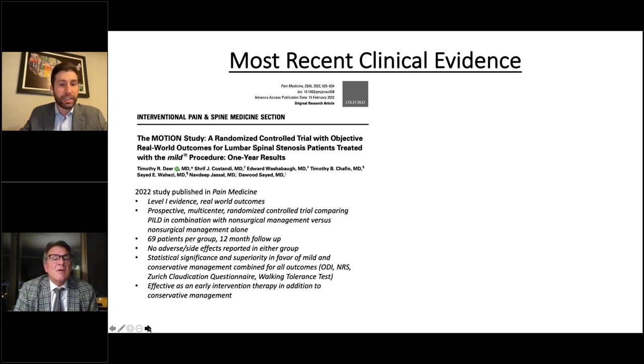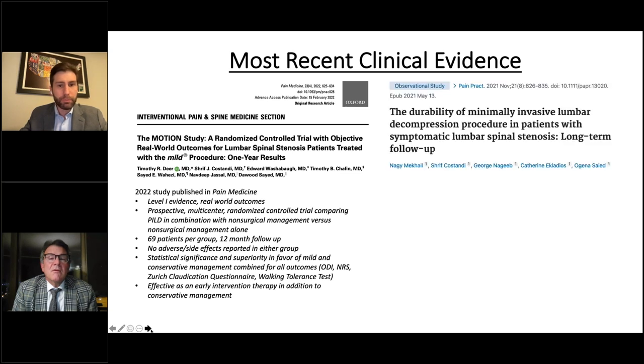There were no adverse side effects reported in either group, and the statistical significance and superiority was in favor of the intervention compared to medical treatment, with improvement in all outcomes, including pain scores, claudication scores, and disability scores. So they suggest that this is an effective intervention early in the treatment algorithm, in addition to conservative therapy.